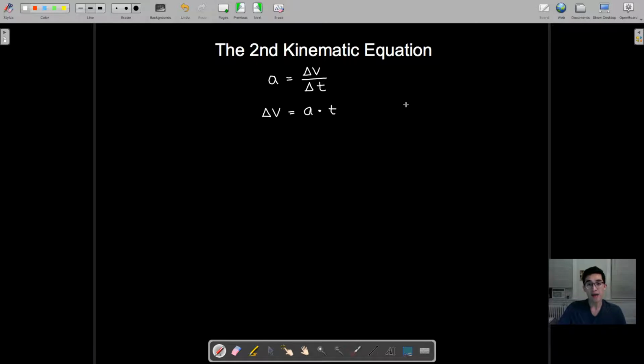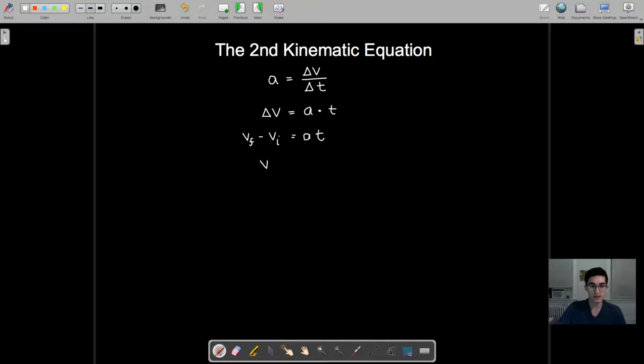And now I'm going to separate my delta v, my change in velocity, into final and initial. And if you remember from last time when we talked about displacement, a change in a variable is equal to the final minus the initial. So our change in velocity is just our final velocity minus our initial velocity. That is equal to acceleration times time.